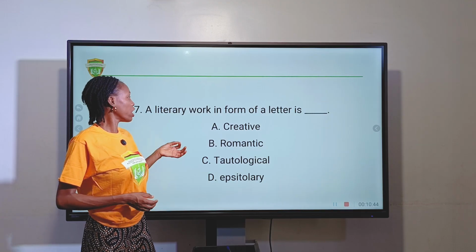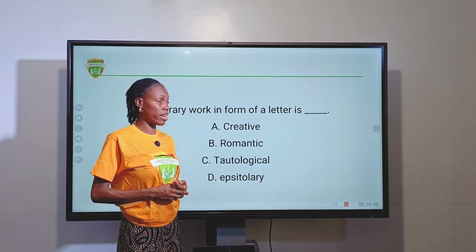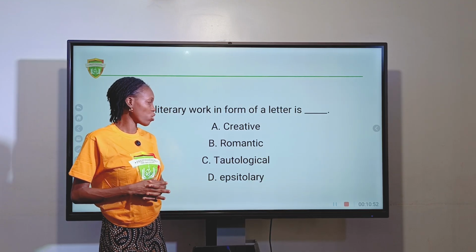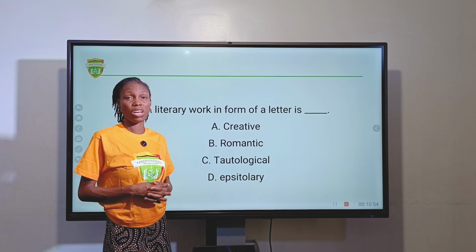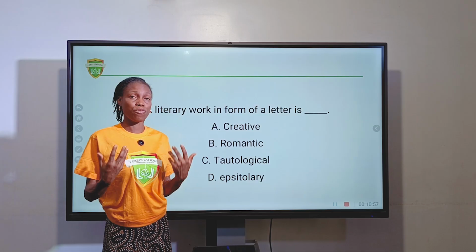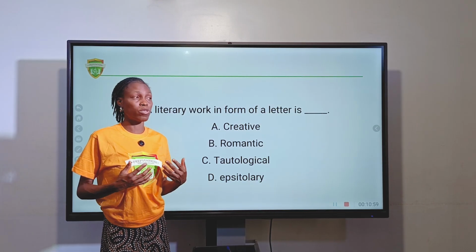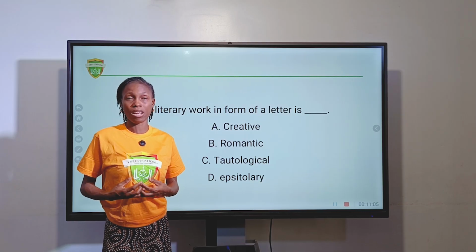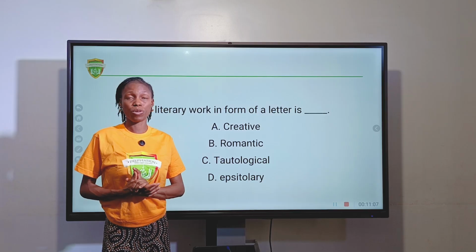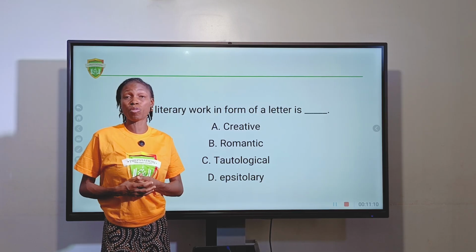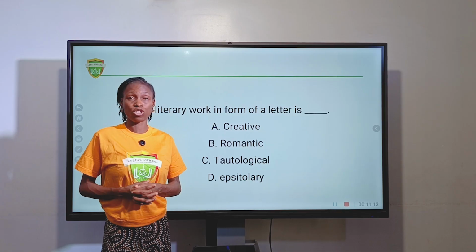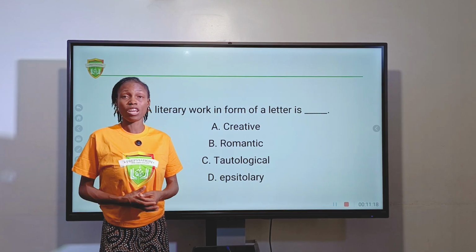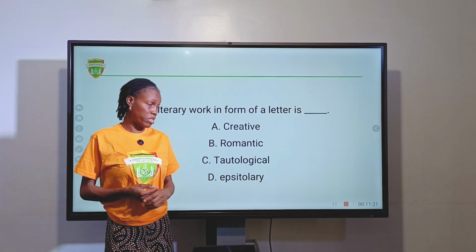Number 17, a literary work in form of a letter is A, creative, B, romantic, C, tautological, and D, epistolary. The answer is epistolary. It takes the form of a letter. I'm sure you must have heard about this book, Miriam Ba's So Long a Letter. It's a book that takes the form of a letter. It's epistolary in nature. It begins with Dear Ramatoulaye, and then the story goes like that. So that's an epistolary style of writing.